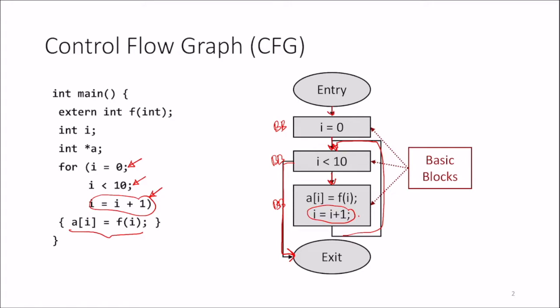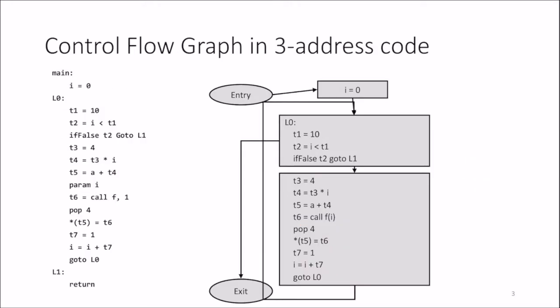Let's take a look at it in a little more detail in 3-address code, which is talked about in more depth in the video lecture on intermediate code representation. The idea here is taking the same for loop, but now in 3-address code. We have to compute the Boolean expression. We check whether the Boolean is false. If it is false, we go to L1, which means we exit the loop.